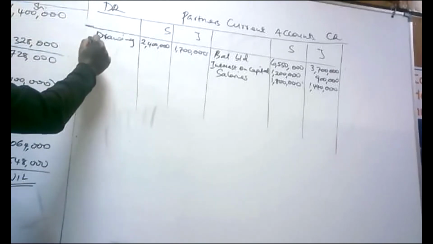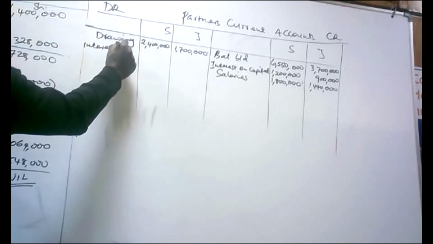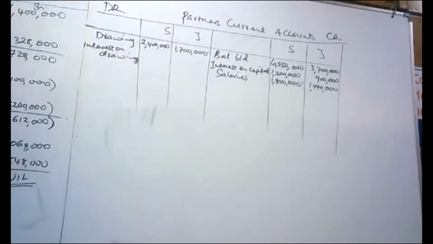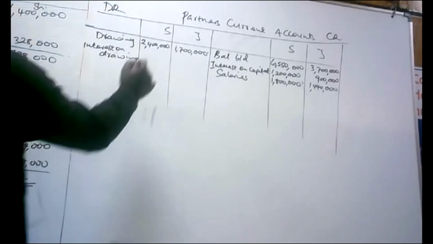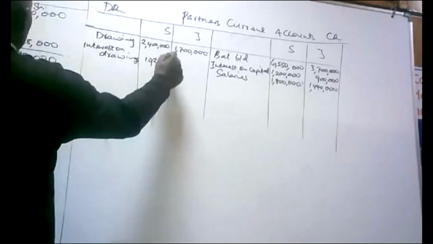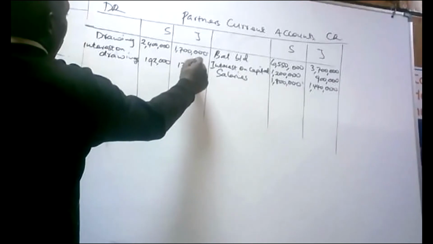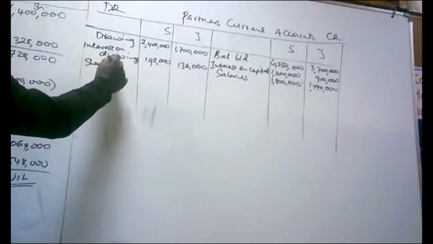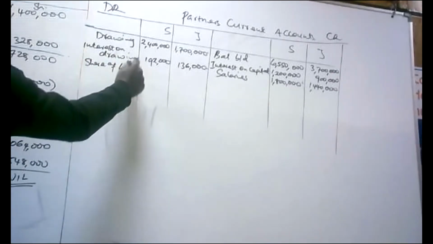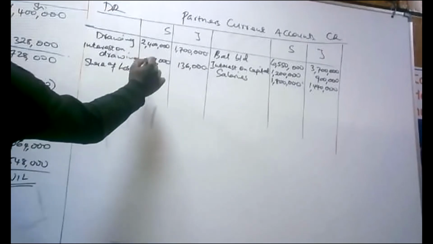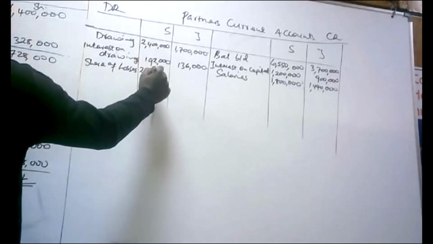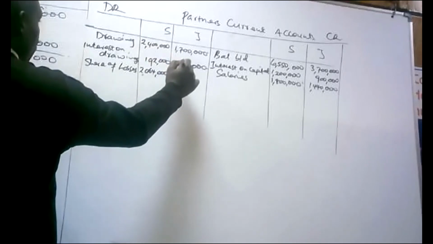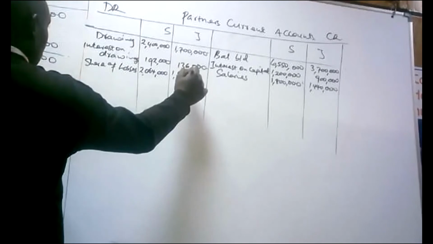Then they need also to refund with interest on drawings, starting with Salim 192,000, Job 136,000. Then we have got share of losses, Salim 2,064,000, Job 1,548,000.